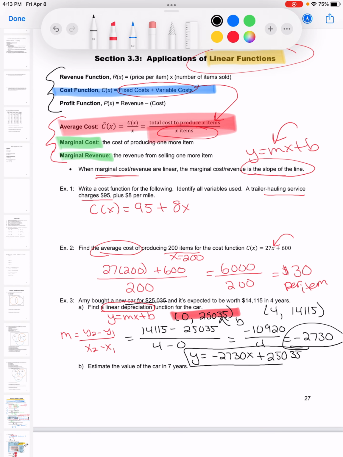So that's the answer for part A, my equation. y equals mx plus b. We're supposed to use this to find the value of the car in 7 years. So I'm going to plug in 7 for x. And I'm just going to type that in my calculator. So the value of the car is $5,925.